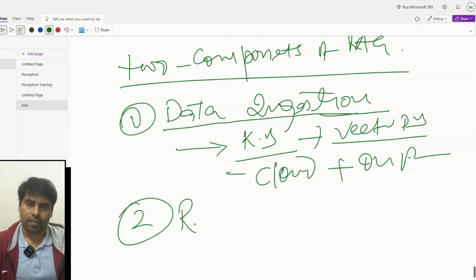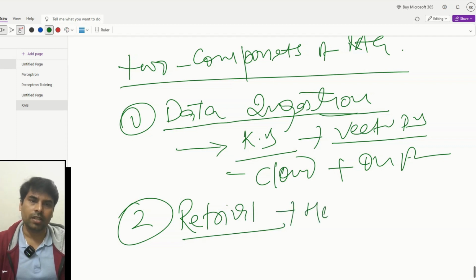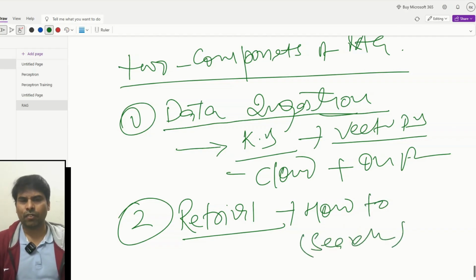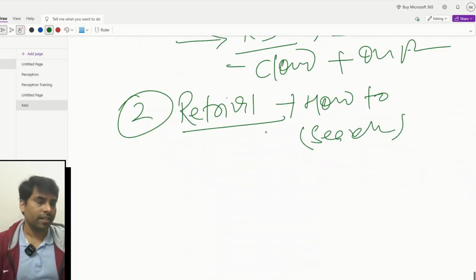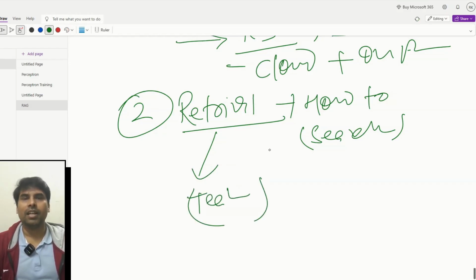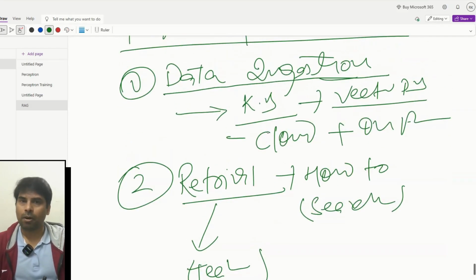Retrieval means how to perform search. There are multiple techniques for how to perform search. In this video I'm just covering the very high level architecture, but under the hood, in the retrieval process, when you want to retrieve something, there are a lot of architectures, a lot of processes, a lot of retrieval techniques that you have to understand. There are multiple options.